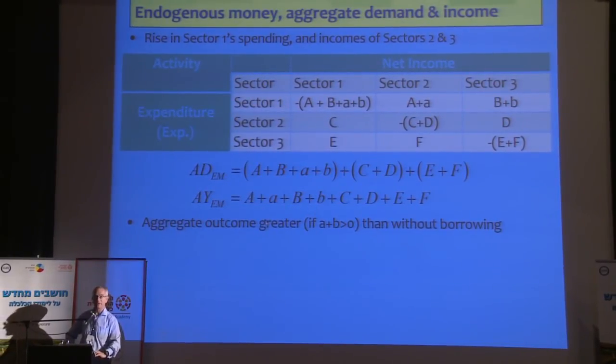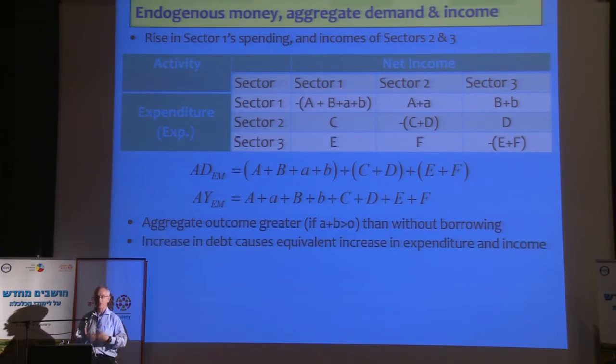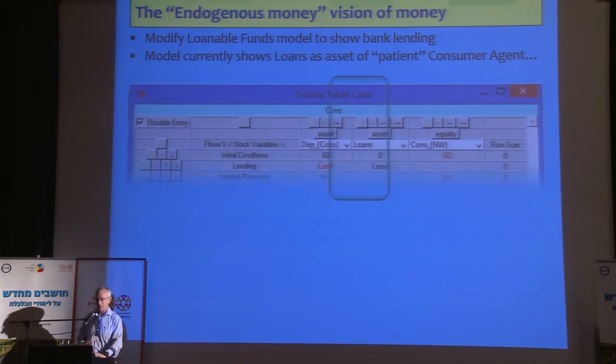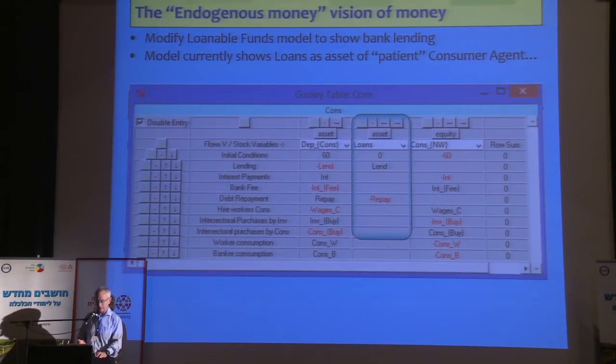So the aggregate outcome for both income and expenditure is greater than if there were no borrowing. And equally, if that's a negative, if people are paying their debts down, it's smaller. So changes in the level of debt cause an equal instantaneous change in expenditure and income. And I can actually show that by modifying the model, because I can go back to that model now.